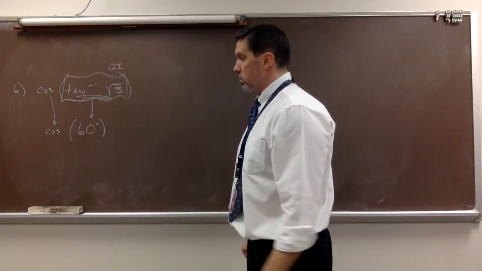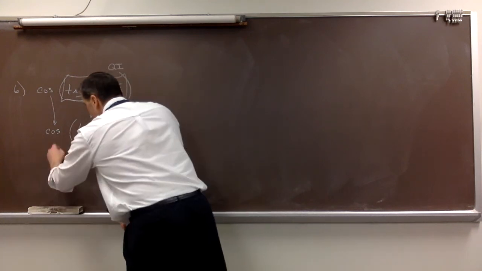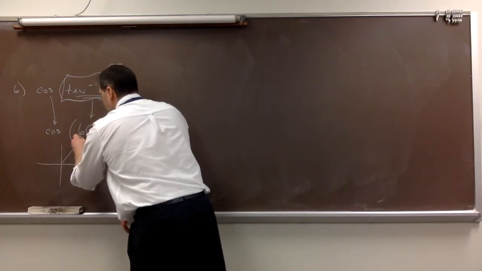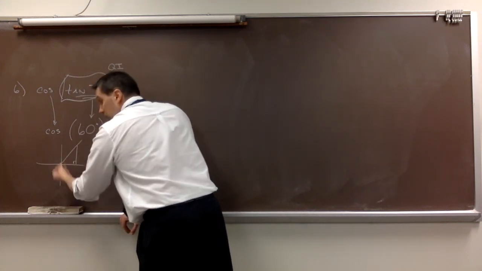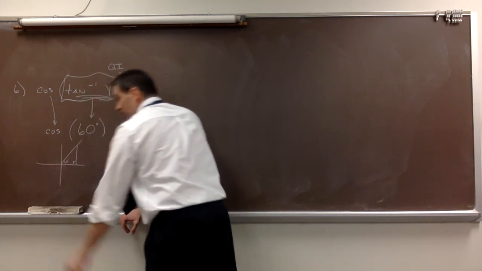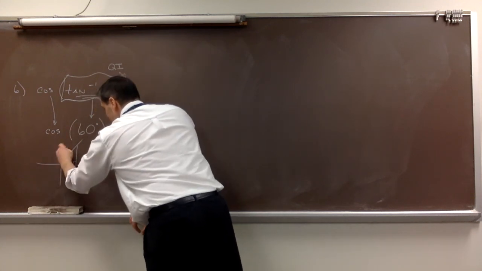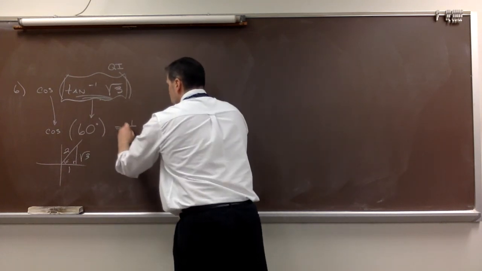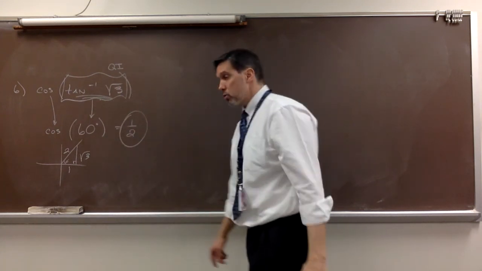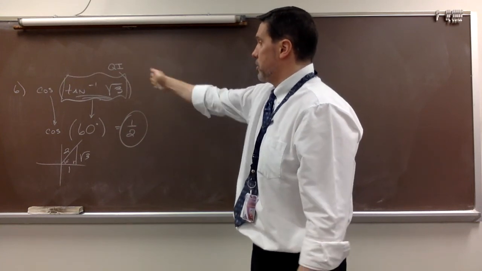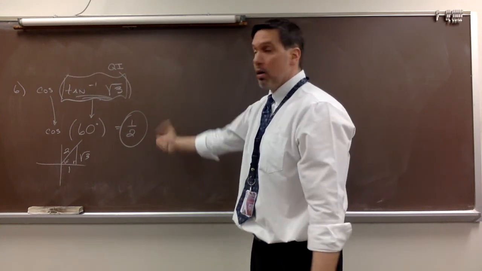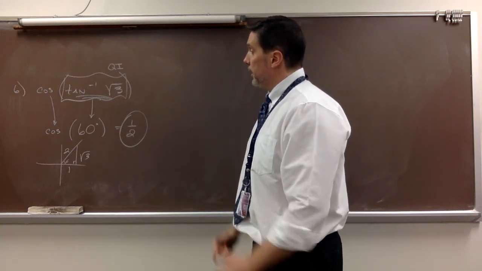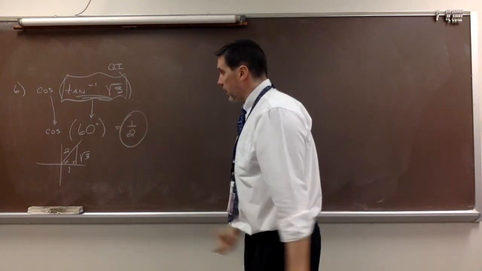The cosine of 60 degrees, we know, draw a 60-degree angle. Maybe it would have been better just to have this thing memorized as well. This is 1, this is 2, this is square root of 3. What's the cosine of 60? The answer is 1/2. So the cosine of the tangent inverse of the square root of 3, the final answer is just 1/2. And this is how you handle all of the compositions.